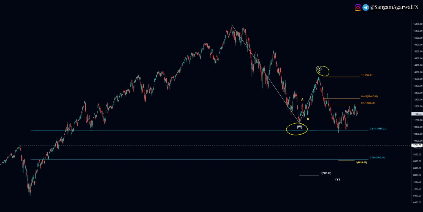So this WXY wave projection has 8000, but projection level for this last wave after this correction is 8835 near 78% retracement level. So that will be our first support. So this is your static support, and this 50% retracement level is your static resistance. So focus on these two levels.